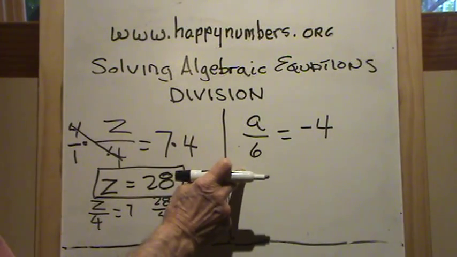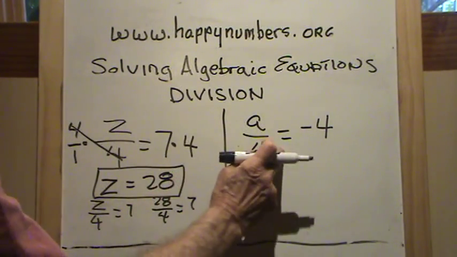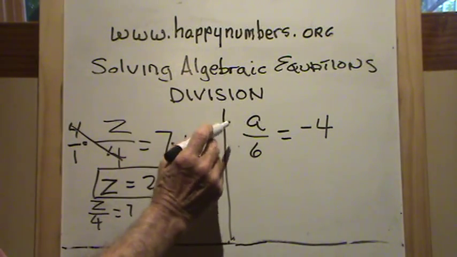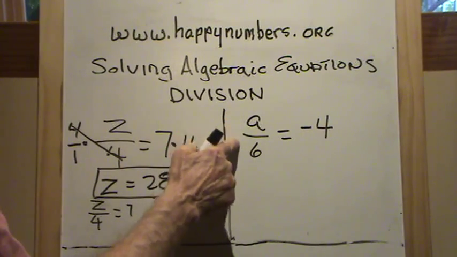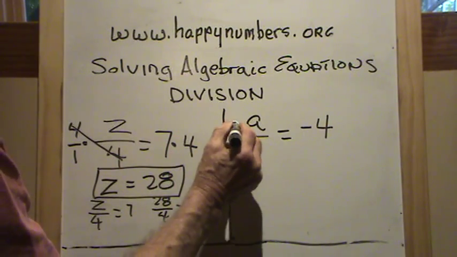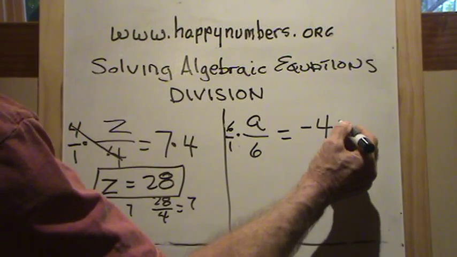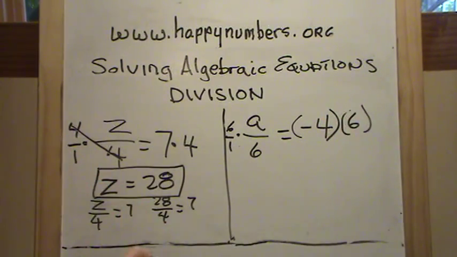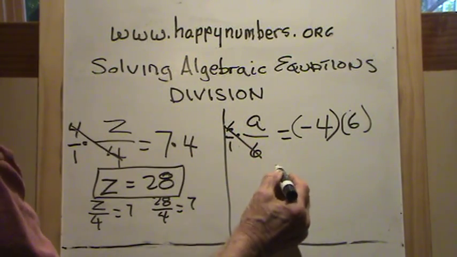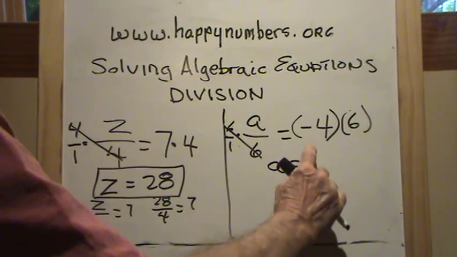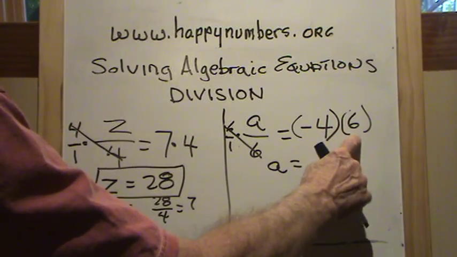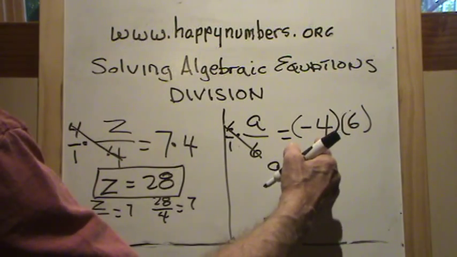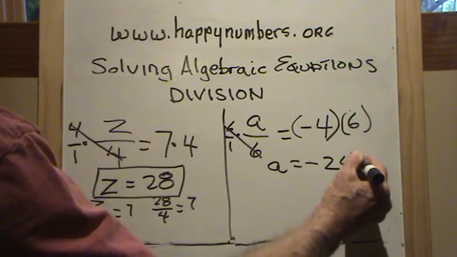In this problem, a divided by 6 equals -4. I have to isolate a by itself. Since this is division, I'll use multiplication, multiply by 6 over 1, and I'll multiply this by 6 also. Our 6's cancel out, and I have a equals, well, I have a negative times a positive, so I know my answer is going to be negative. a equals negative, and 4 times 6 is 24.